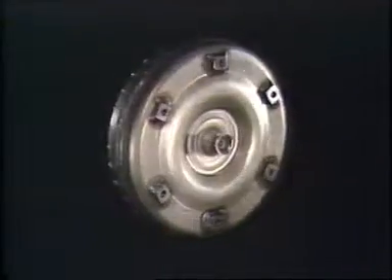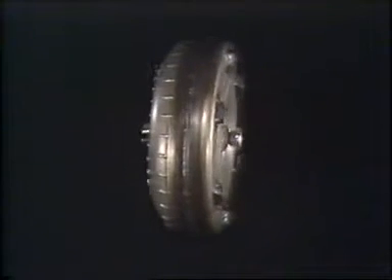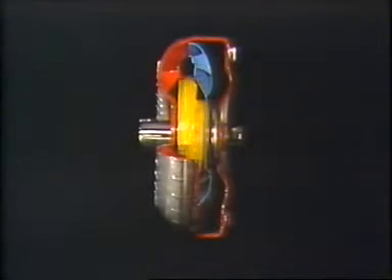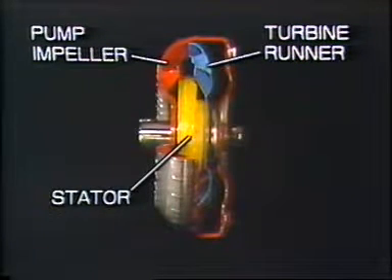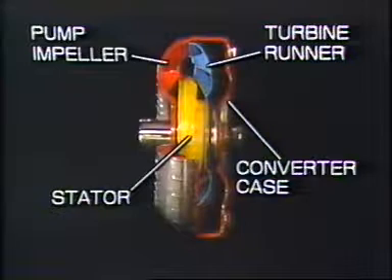This is a torque converter. The torque converter consists of the pump impeller, the turbine runner, and the stator. The pump impeller is integrated with the converter case, which is in turn connected to the crankshaft of the engine. The turbine runner is splined to the input shaft of the planetary gear unit. The torque converter itself is filled with automatic transmission fluid.